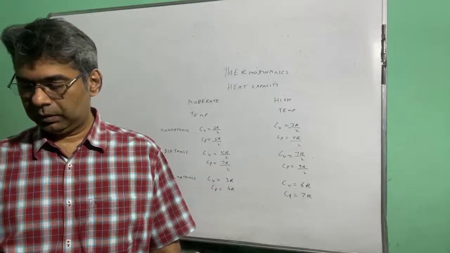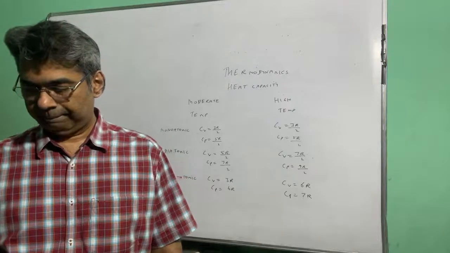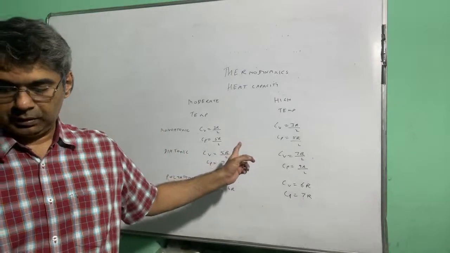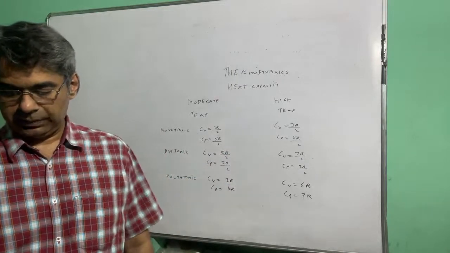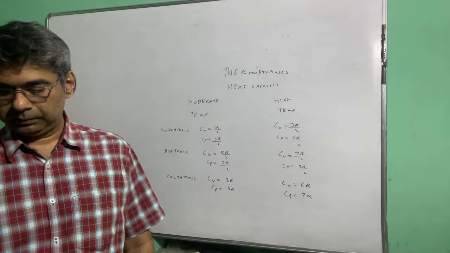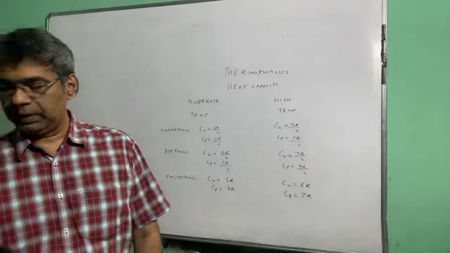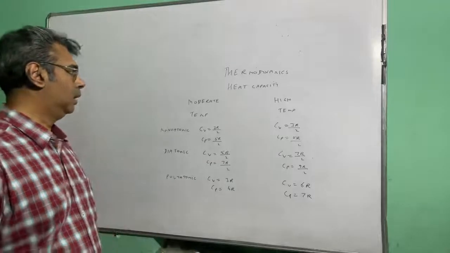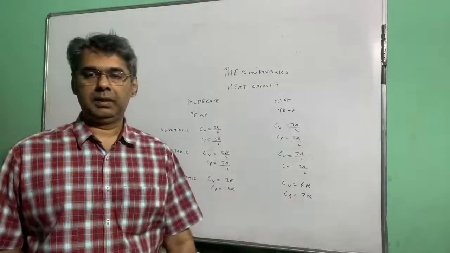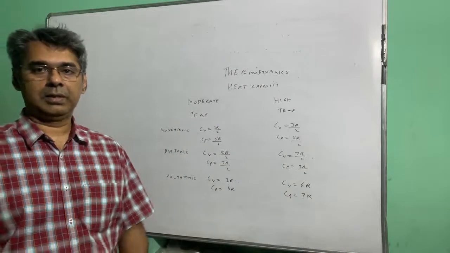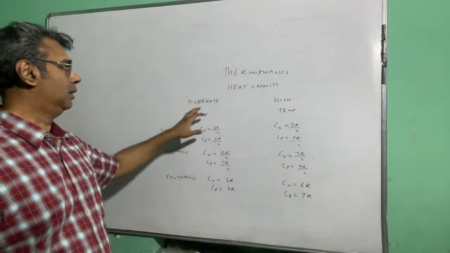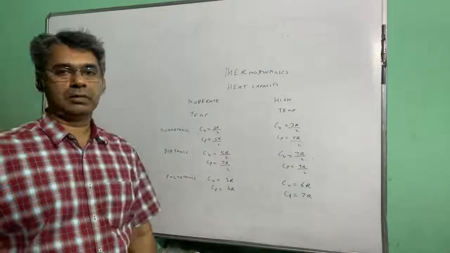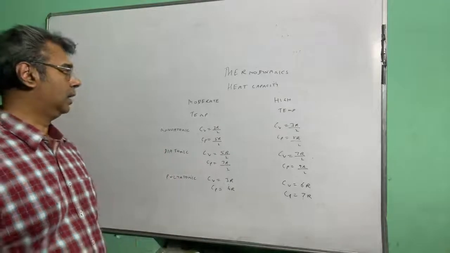We have already had a look at this topic in some previous classes, but we'll just revisit it again: the heat capacity at constant volume and the heat capacity at constant pressure. Whenever you want to calculate the heat capacity, there are two ways of doing it. One is at moderate temperature and one is at high temperature.